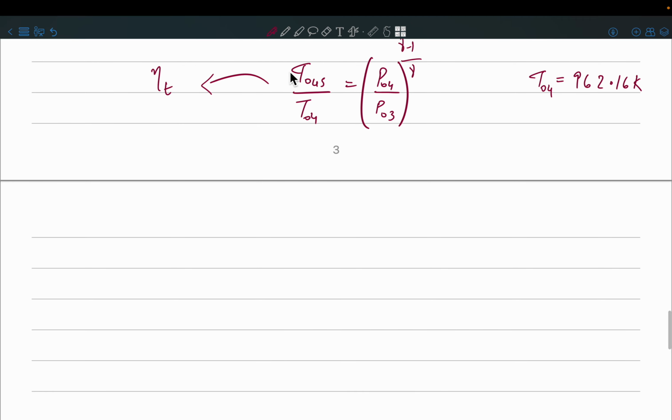So what I'll do is I'll just give you also the formula that you get if you plug in this value into the eta T. So what you have to do is you write eta T as, what will be the definition of eta T? It will be T03 minus T04 divided by T03 minus T04S. Am I right?